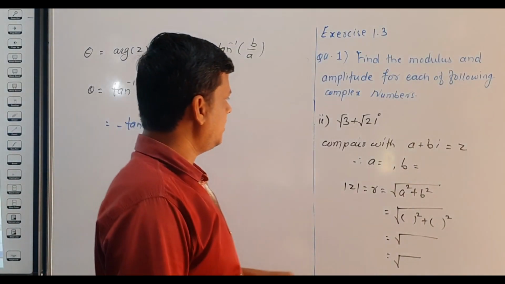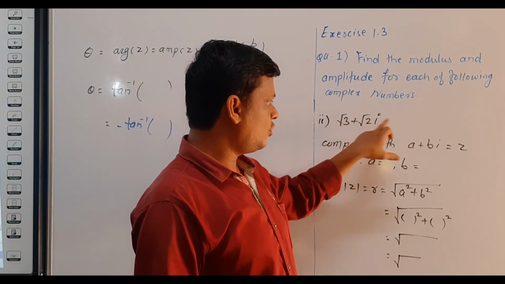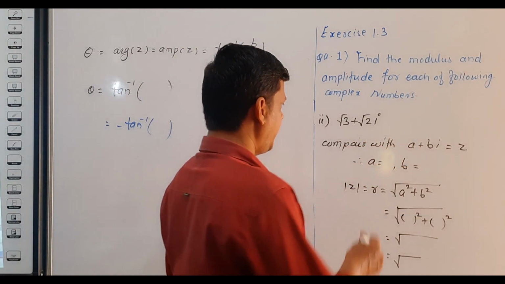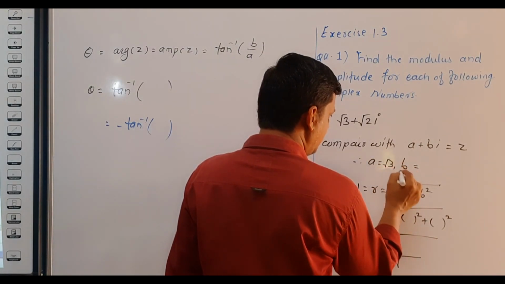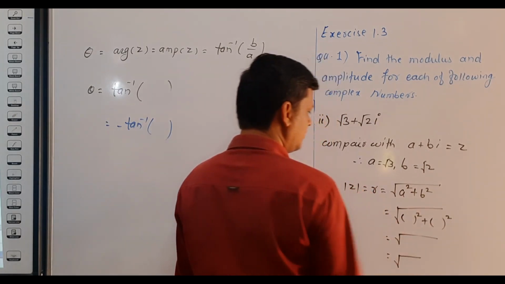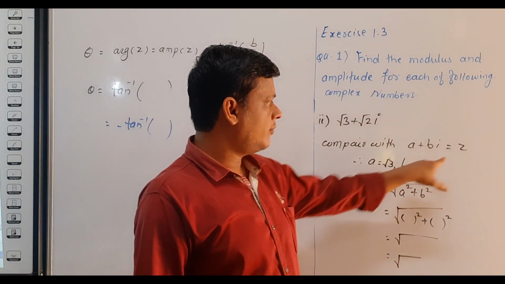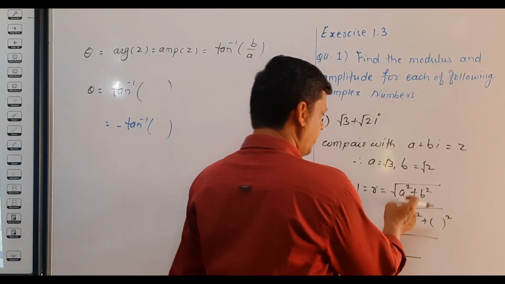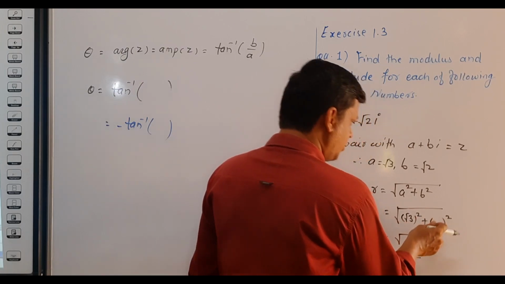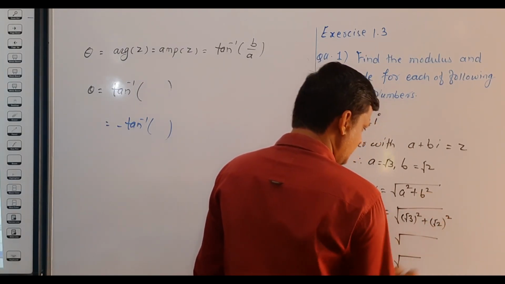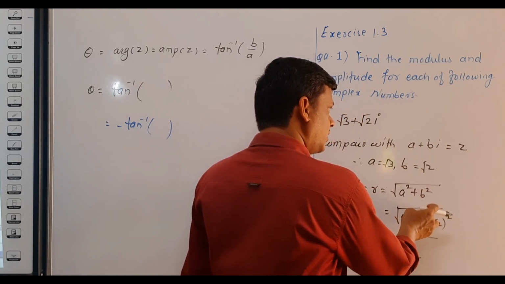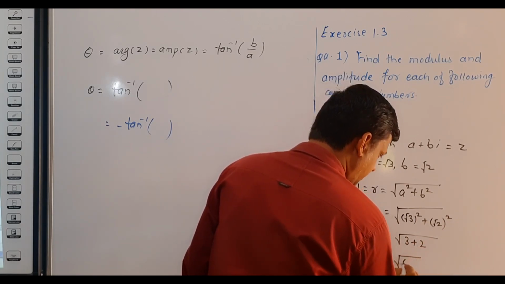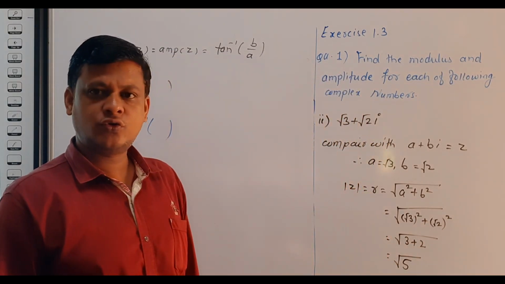Now see the second example, root 3 plus root 2i. So compare with a plus bi. We write a is equal to root 3, b equals root 2. So the modulus of z, r, for z equals a plus bi is under root a square plus b square. Substitute a as root 3, b as root 2. So we get root 3 square as 3, root 2 square as 2. So 3 plus 2 we get 5. So r equals root 5.